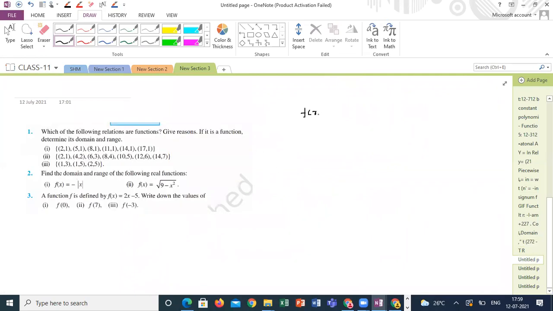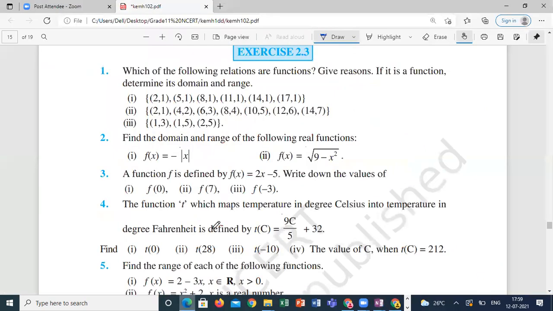The function is defined: f of x is 2x minus 5, and write down the values of f of 0. What is f of 0 here? Minus 5, correct? What is f of 7? 9. f of minus 3 is how much? Minus 11. Simple.